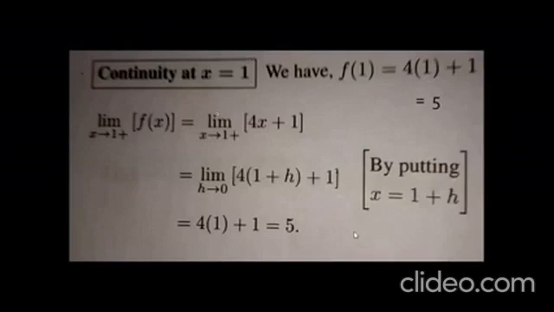For examining, first of all we need to find the value of f(1). Replace x by 1, we get 4x plus 1, and this is equal to 5. After writing it, find the right hand limit. The right hand limit is equal to limit x tends to 1 plus f(x), and the value of the function is 4x plus 1. Now we replace x by 1 plus h, and afterwards we get the value of the right hand limit. After getting it, look at the left hand limit.